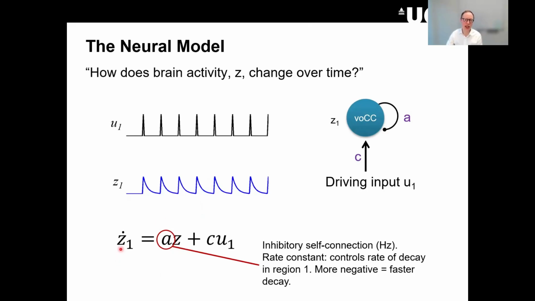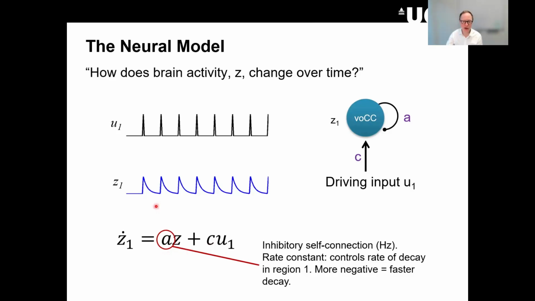It says that the rate of change of Z1, this variable that contains the level of neural activity, is equal to some parameter called A multiplied by the current value of Z at the current time, plus some parameter called C multiplied by the value of U1 at the current time. And this will be a 0 or a 1, depending on whether there's stimulation. So we don't know values A and C, but we can estimate them from the data.